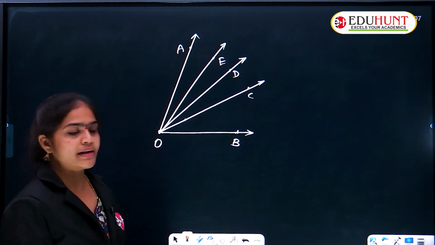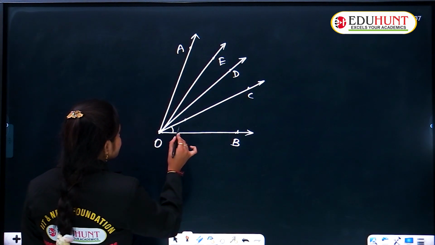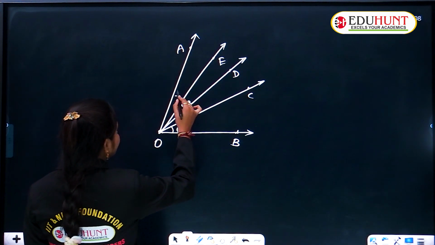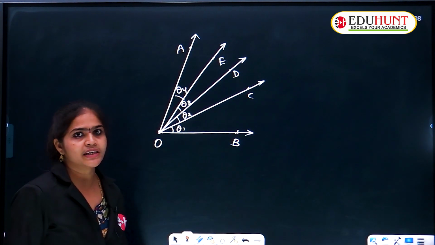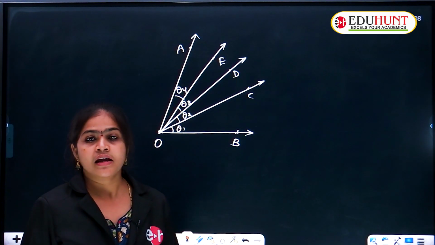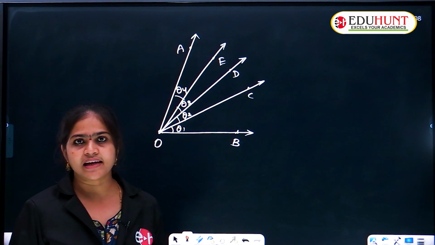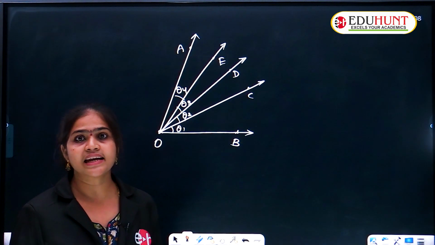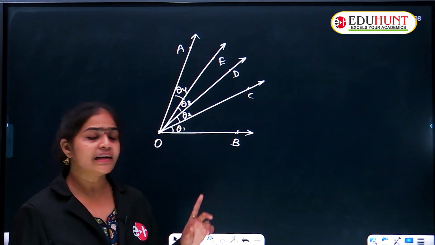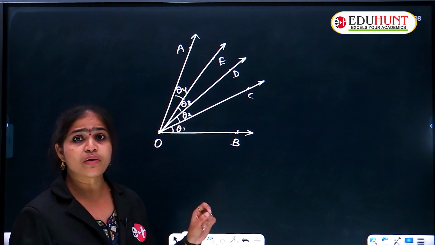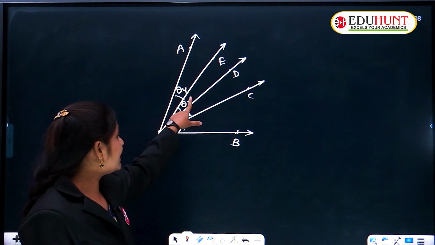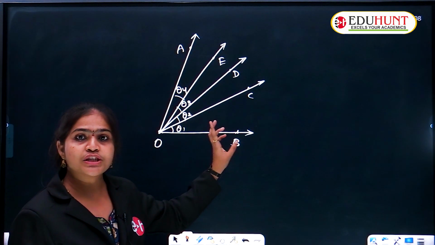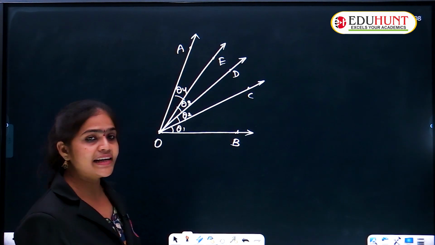Some angles will be there, see that. Here this is theta 1, theta 2, theta 3, theta 4. How many angles are we having here? We are having 4 angles. Now which angles are adjacent angles? Is it possible to say that theta 1 and theta 3 are adjacent angles? We can't say that theta 1 and theta 3 are adjacent angles. Why? Because theta 1 and theta 3 do not have any common arm here. Understood?